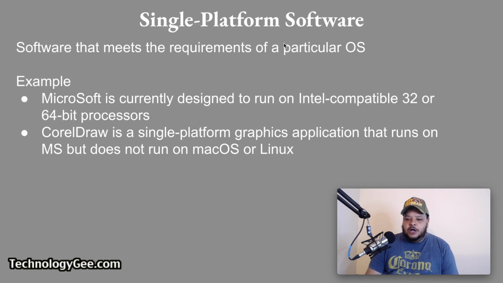All right. So single platform software is software that meets the requirements of a particular operating system. For example, Microsoft Windows is currently designed to run on Intel compatible 32-bit or 64-bit processors. CorelDRAW is a single platform graphics application that runs on Microsoft Windows but does not run on Mac or Linux.